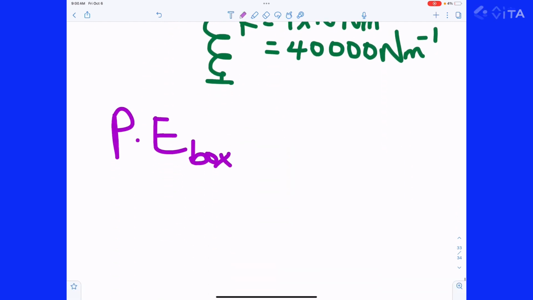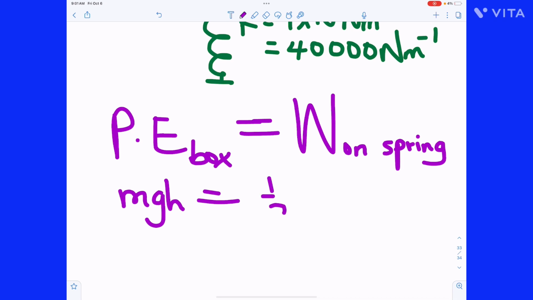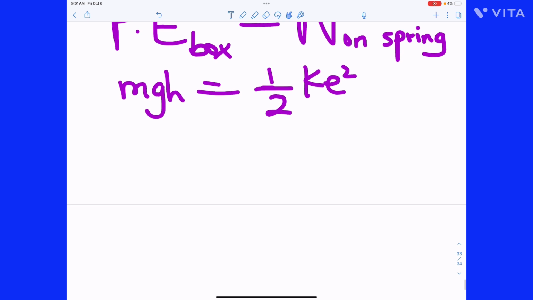So let's go. Potential energy of the box is equal to work done in compressing the spring. Potential energy of the box is equal to work done on spring. The potential energy of the box is mgh. Work done on spring will be half times k times e squared. We've done that several times. So, put your values. The mass of this box is 50 kg. Acceleration due to gravity is given as 10.